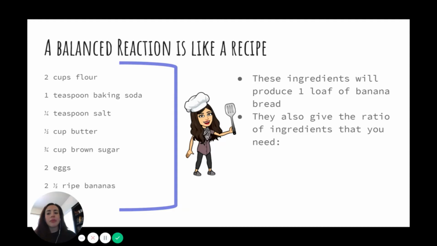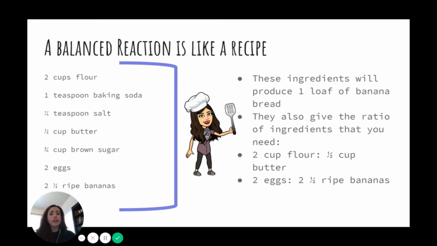So for example, the amount of flour in the recipe to the amount of butter in the recipe is a 2 to 1/2 ratio. For every 2 cups of flour, you need half a cup of butter. That's really important. You can't change one without changing the other. So if you wanted to double the recipe, you need to make sure that you double both the flour and the butter. Another example that we could look at is your eggs to bananas. For every 2 eggs, you need to make sure that you have 2.5 ripe bananas in your recipe.